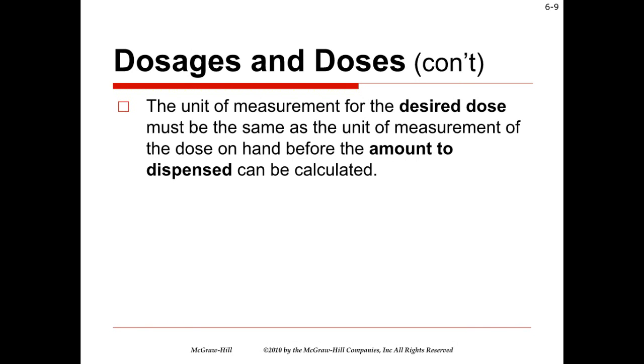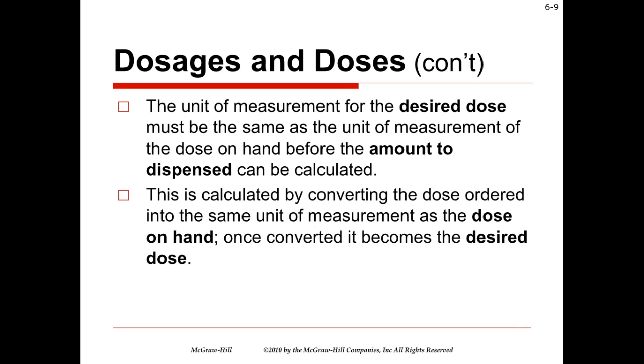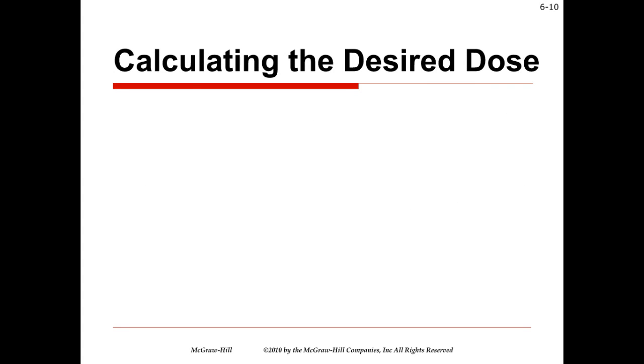The unit of measure for a desired dose must be the same as the unit of measure for the dose on hand for whatever we're going to dispense. So if they're not, we have to calculate that. We have to make sure before we dispense a drug that it is the correct ordered dose. And we calculate it by converting from one unit of measure to the other. And we always want to start with what is actually ordered.